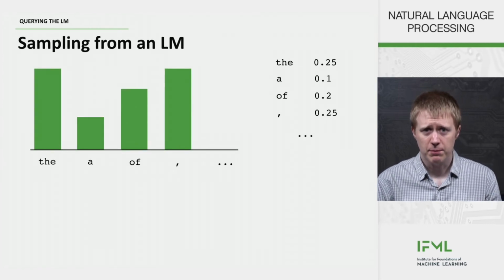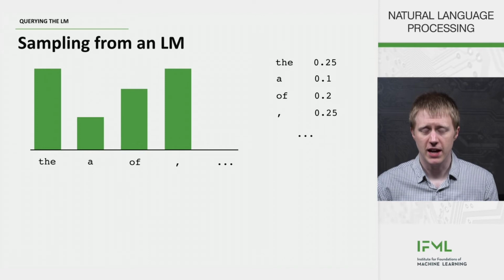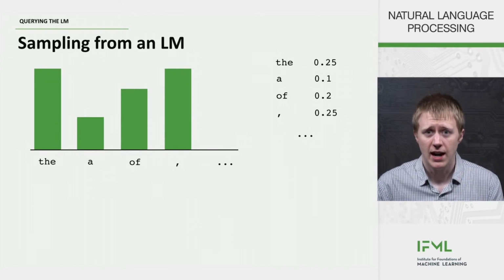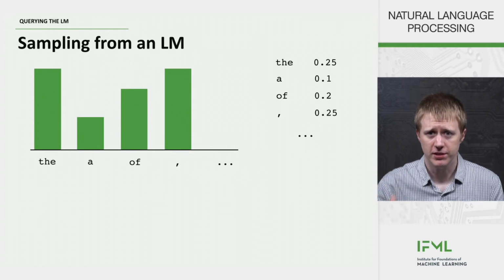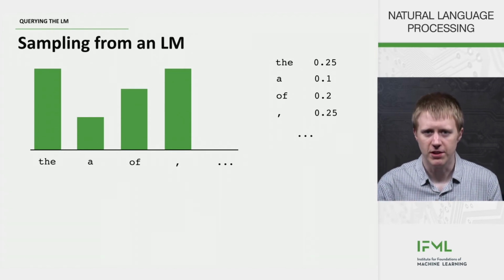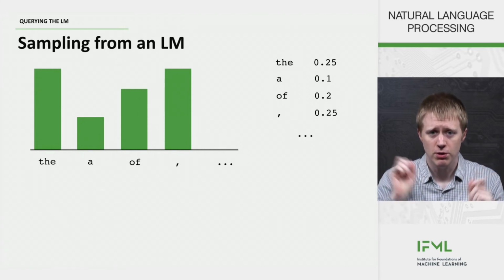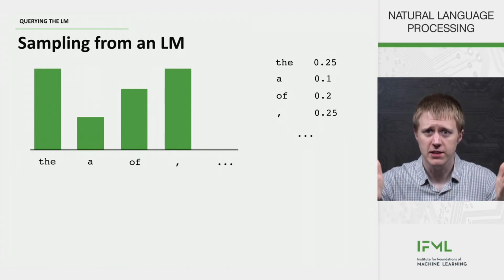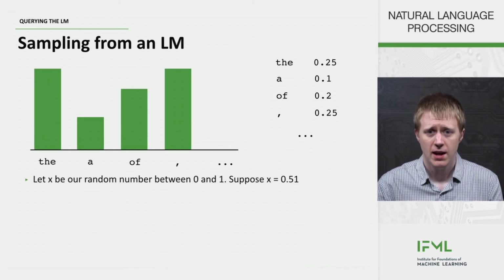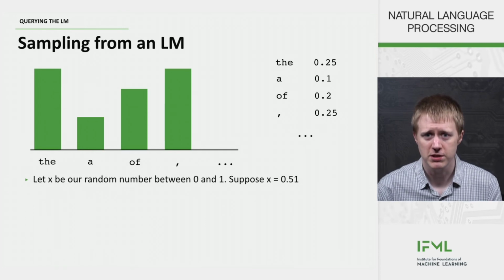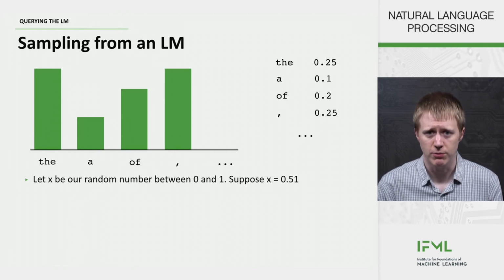Here's how we think about the distribution from the language model at a given time step. Maybe we've just seen the word "and", and we have the following probabilities of words, which, again, are made up. These aren't the real probabilities. We need to map this random double between 0 and 1 onto this set of probabilities and use it to draw a sample. Let's define x to be our random number, and suppose we just drew x equals 0.51.